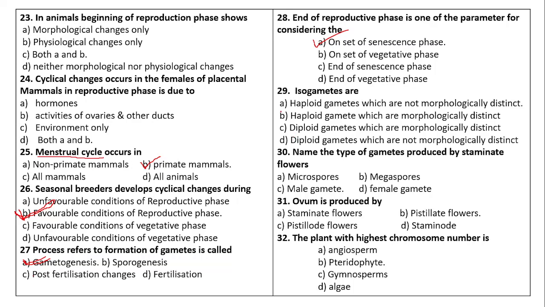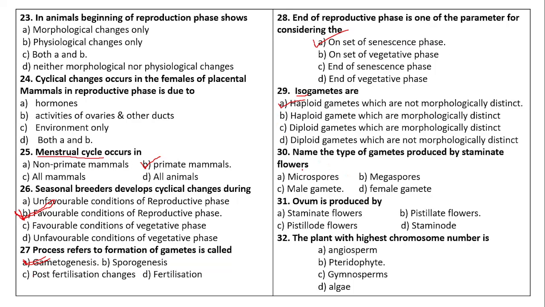Coming to the next, option A or option B will be the answer, and let's read them again. Option A, haploid gametes which are not morphologically distinct, that means they are morphologically the same. Option B, morphologically distinct, means they will be different from each other. Here the word iso means same. So isogametes are morphologically similar gametes. So option A will be the answer.